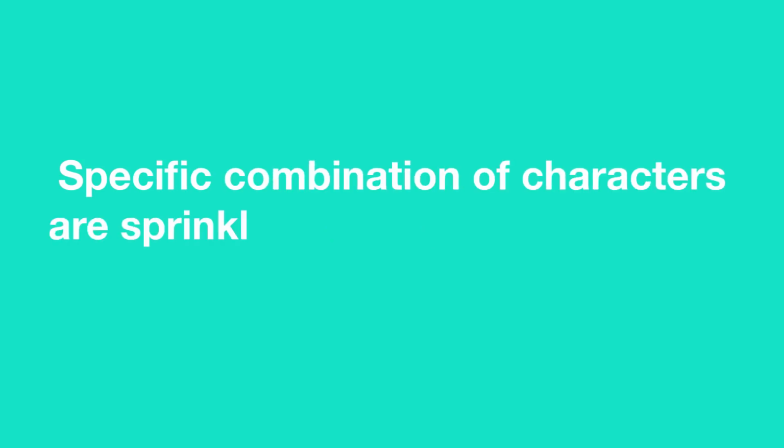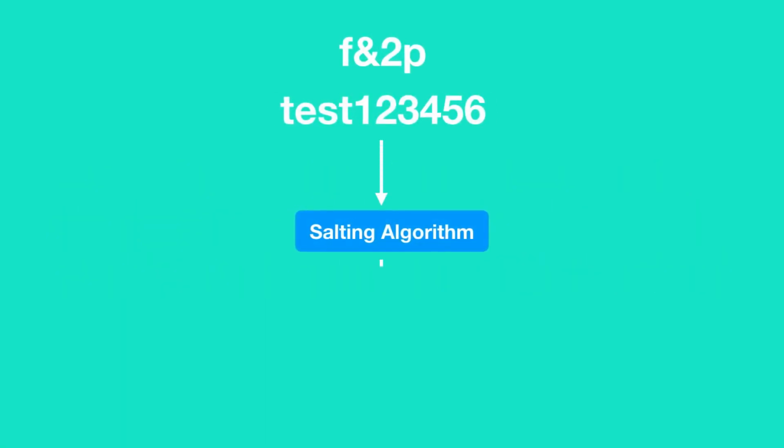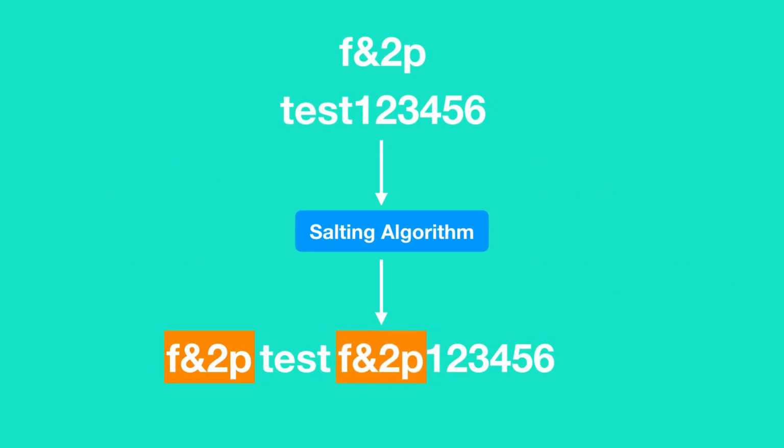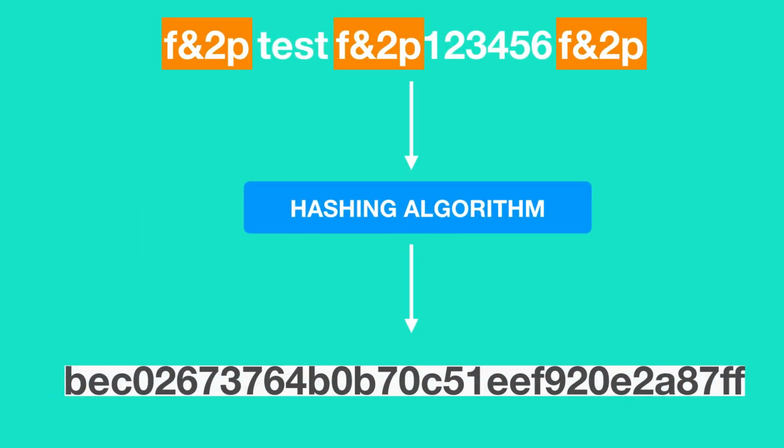A new technique called salting was introduced by security analysts to give hackers a hard time in cracking passwords. In this technique, a specific combination of characters is inserted at specific positions of the plain text password before hashing. Every company has its own salting algorithm and they don't make their salting algorithm public. For example, let's say Facebook's salting algorithm inserts a string f&2p at the beginning, after the third character and at the end of the plain text password. After salting the password, the salted password is then hashed by a hashing algorithm.